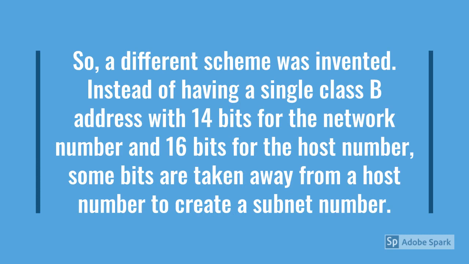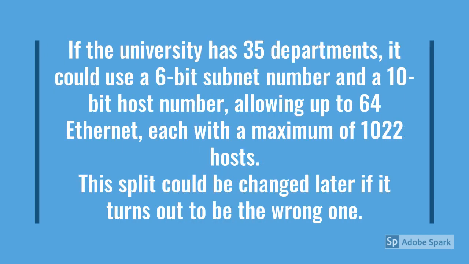Instead of having a single Class B address with 14 bits for the network number and 16 bits for the host number, some bits are taken away from the host number to create a subnet number. So, if the university has 35 departments, it could use a 6-bit subnet number and a 10-bit host number, allowing up to 64 Ethernets, each with a maximum of 1022 hosts. This split could be later changed if it turns out to be the wrong one.